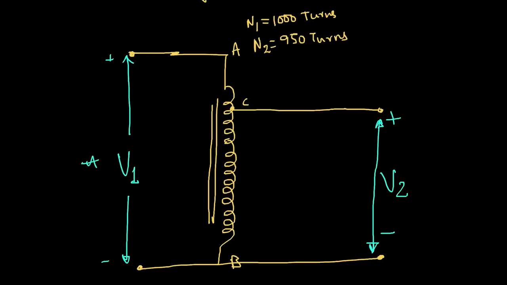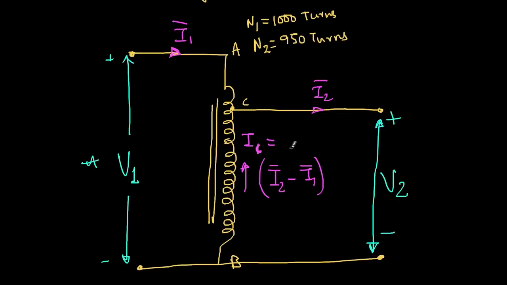Let me also mark the currents. So this current denoted by I1, this current denoted by I2. Therefore, by applying Kirchhoff's current law at this point C, I can find what is the current here. I'm considering the direction as current going from this point to this point. So the current will be I2 vector minus I1 vector. So this current, let's call it IC or I naught. IC, let's call it. It's a common current.